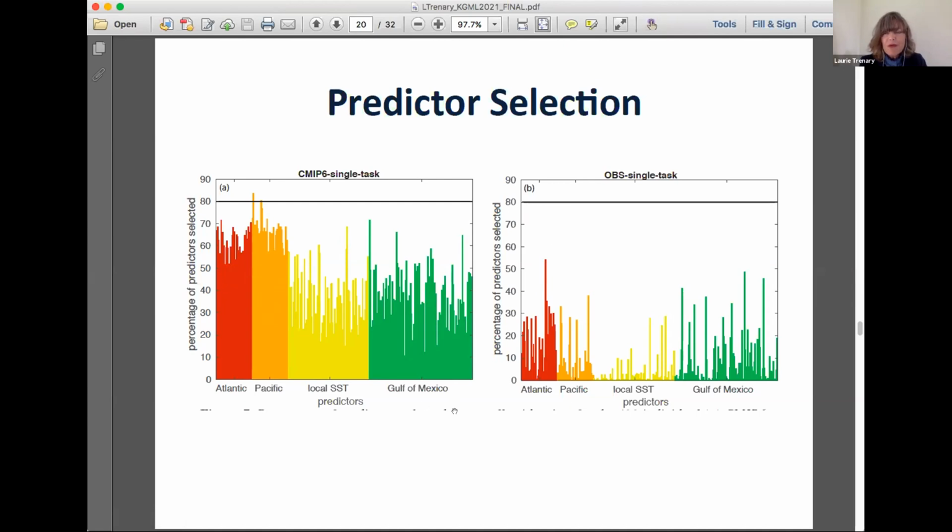And if we compare that with what we see in observations, you can see that the predictors are sort of spread across all of the predictors. And we believe that this is largely because there was so much more data that went into estimating these regression coefficients, so they're much more robust. When we do our observation trained models, there's only 18 years of data, or 18 years of 2-week averages.